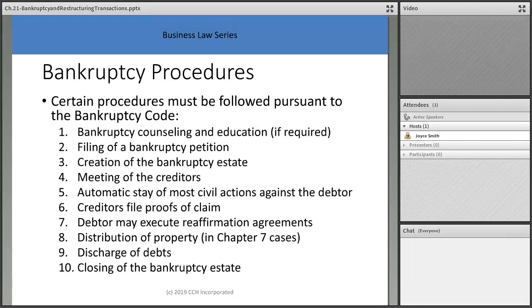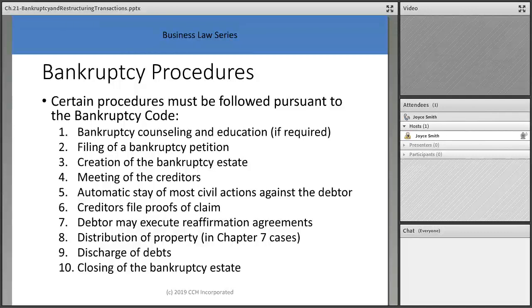So the procedures happen. If you're an individual, you're going to go through bankruptcy counseling and education. You have to file the bankruptcy petition. You have a creation of a bankruptcy estate, which is basically what are all your assets, what are all your debts, and a meeting of the creditors. As an individual, you would never know that happened. They're doing it all through attorneys. There's an automatic stay of most civil actions against the debtor to stop things from happening.